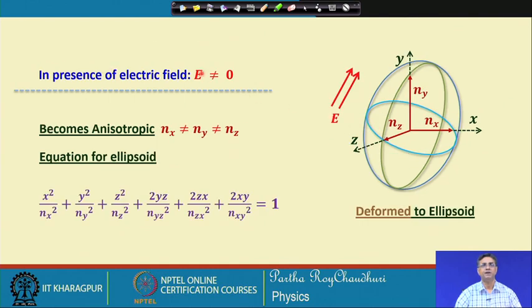So, n x, n y and n z, all of them are equal in magnitude. Now, in presence of the electric field, when E is not equal to 0, you can see that the ellipsoid is now deformed, and the new equation to represent this ellipsoid may be given by this equation, where you can see that the cross terms are also appearing in the ellipsoid equation.